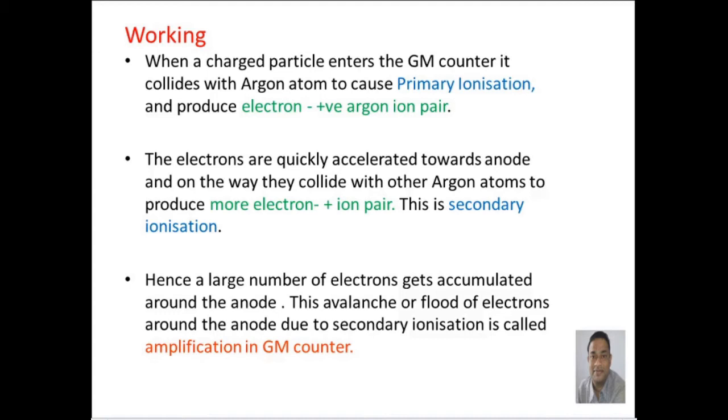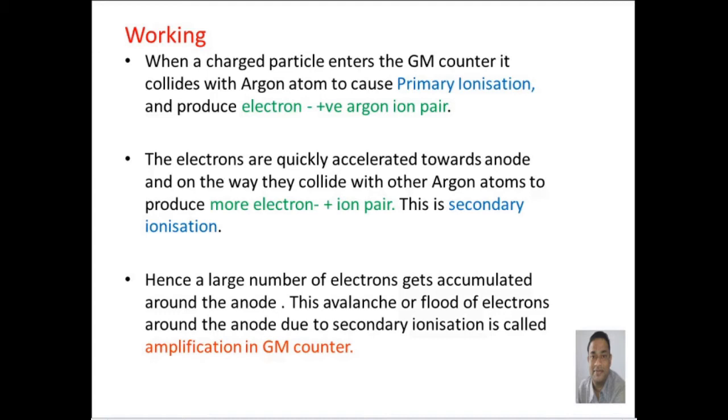The electrons are lightweight and they are quickly accelerated towards the anode. On the way to the anode, they may collide with other argon atoms to produce more electron and positive ion pairs. This is the secondary ionization. See here, two types of ionizations are taking place. First, when the incident particle collides with the argon atom, this is primary ionization.